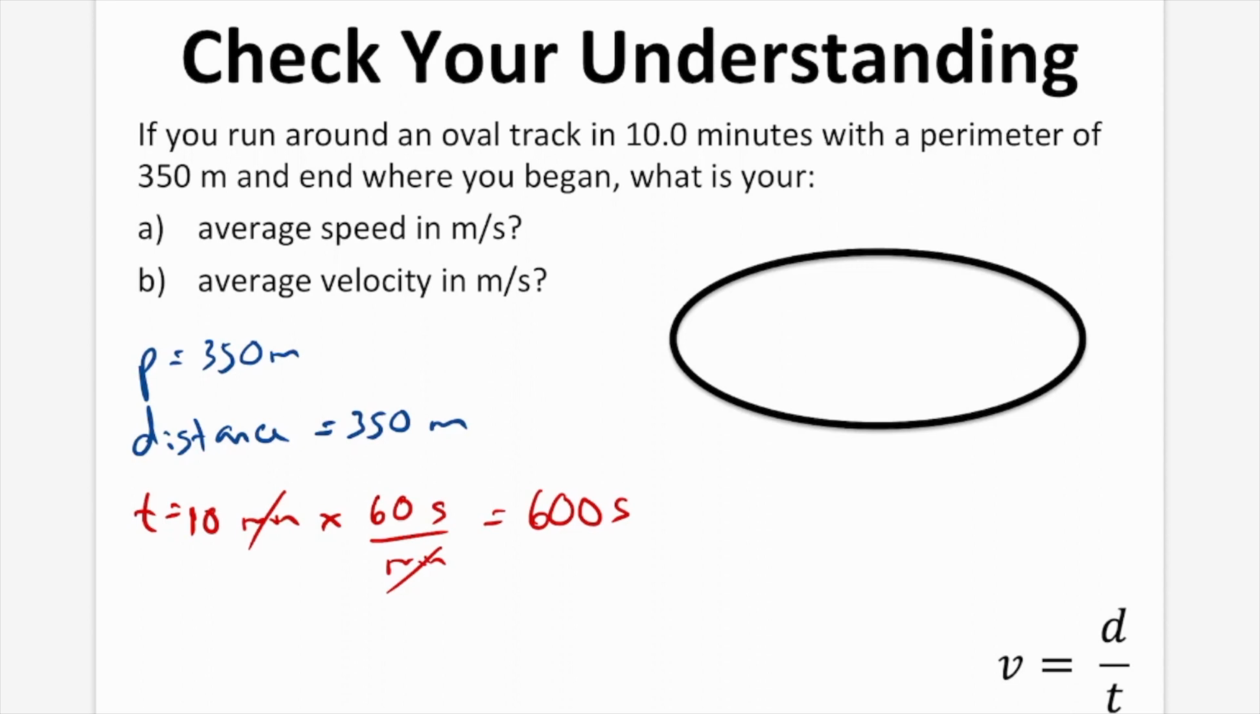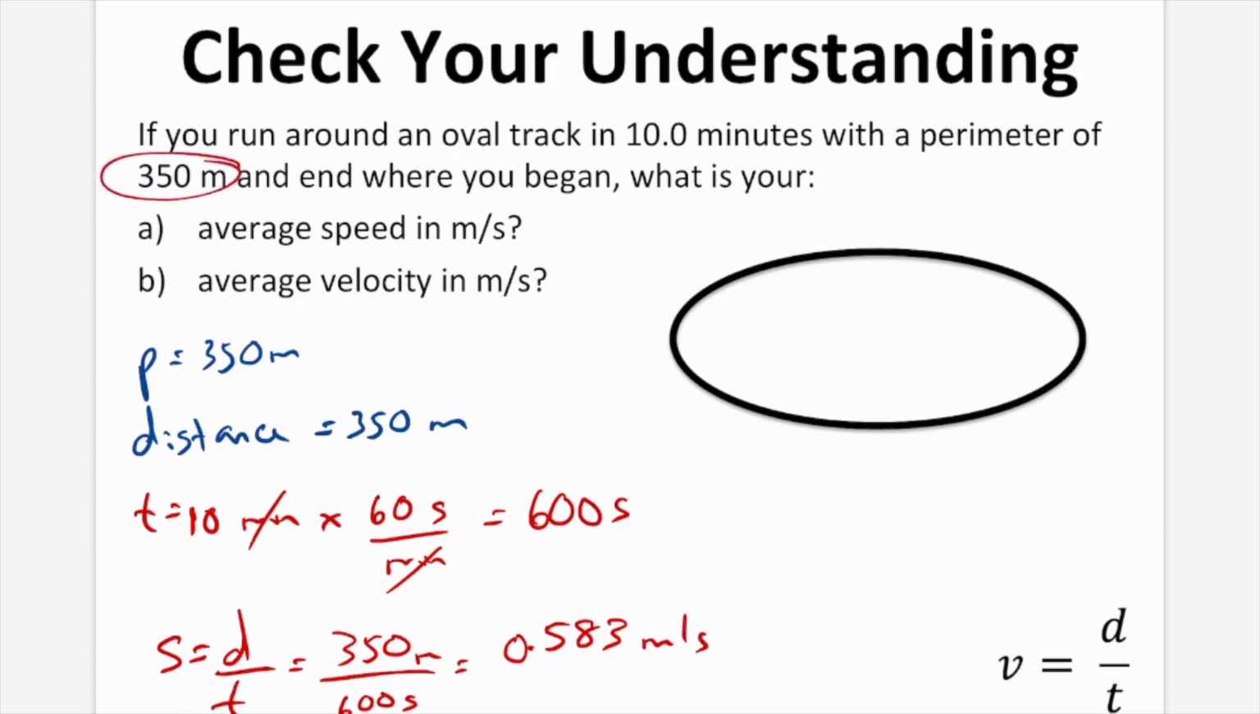So if you run around an oval track in 10 minutes with a perimeter of 350 meters and end where you began, what is your average speed in meters per second? Well, speed is going to be our distance over our time. The distance is 350 meters divided by 600 seconds. And that equals 0.583 meters per second. Now we need 2 sig digs in our answer because 350 has 2 sig digs. So our final answer becomes 0.58 meters per second.